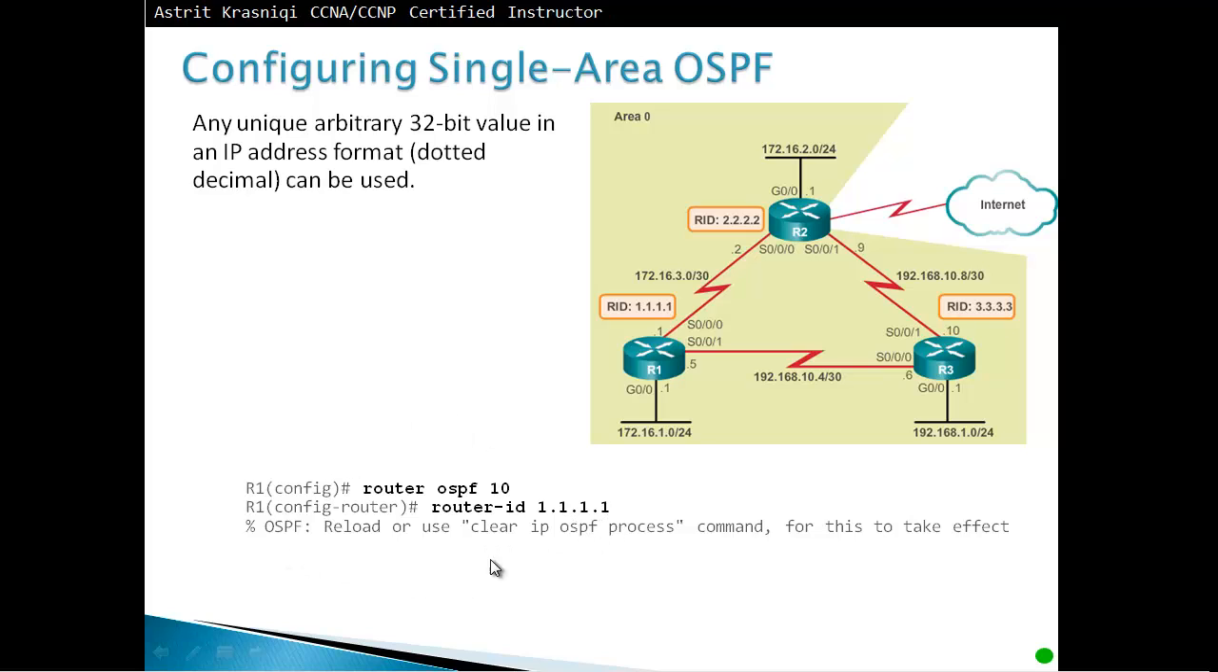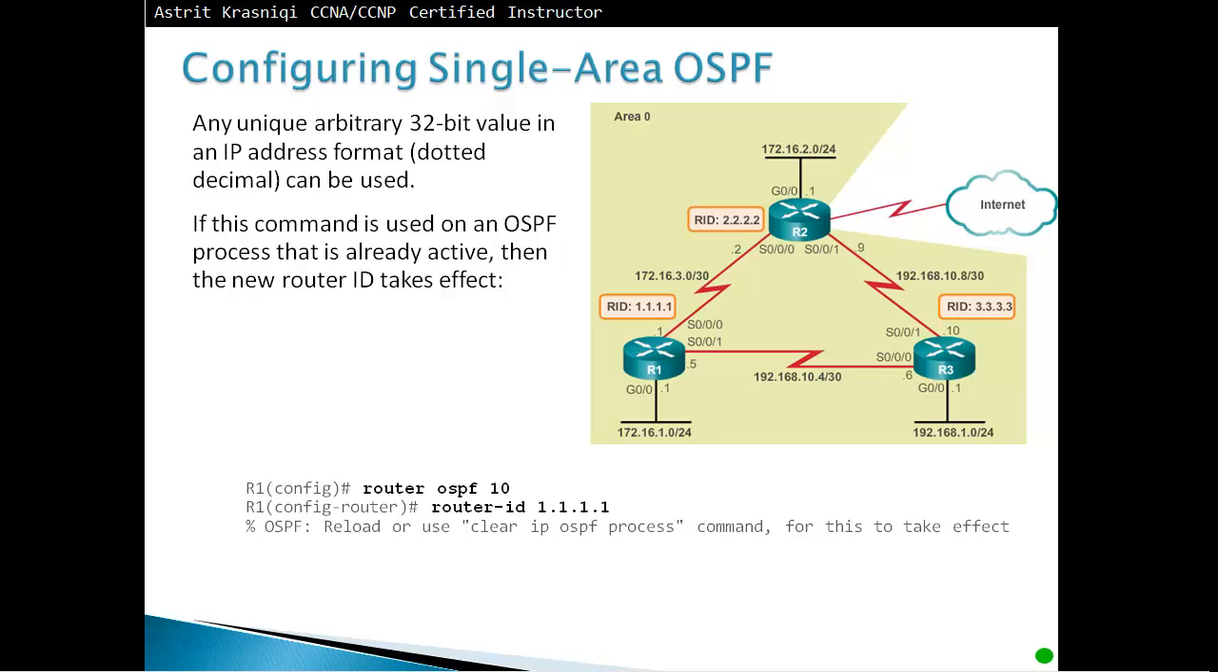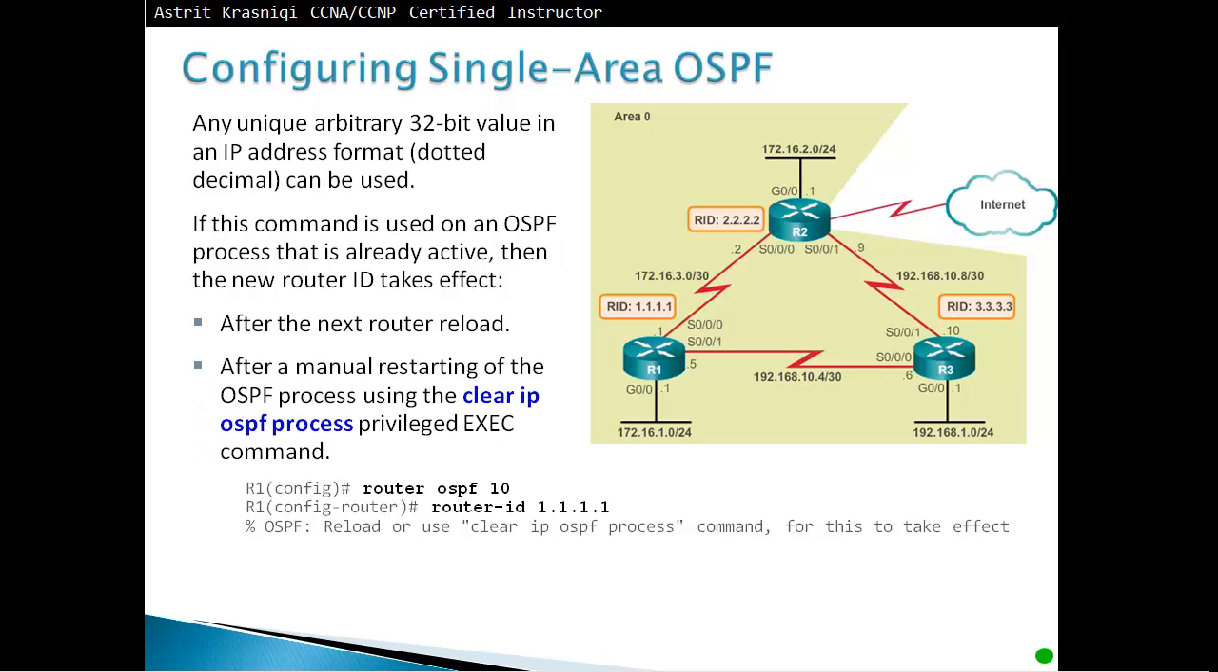Now if OSPF has already started, the router will tell you, okay, well, for this to take effect, you need to reload the router, switch it off and switch it back on, or clear IP OSPF process. Clear IP OSPF process to clear the process and start again, then it will take effect. So if this command is used on an OSPF process that's already active, then the new router ID takes effect if you reload the router, or after manually restarting the OSPF process using the clear IP OSPF process privilege exec command.